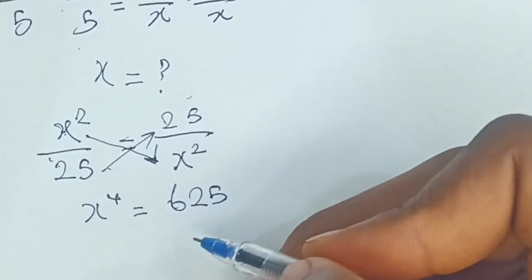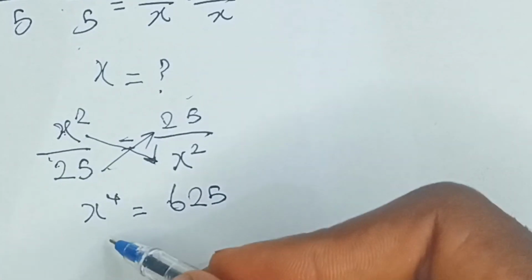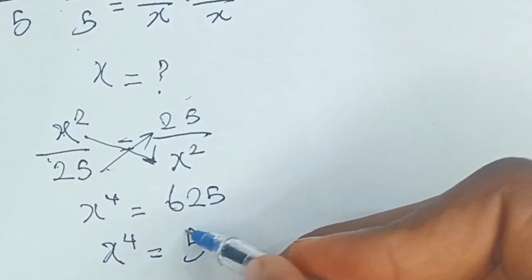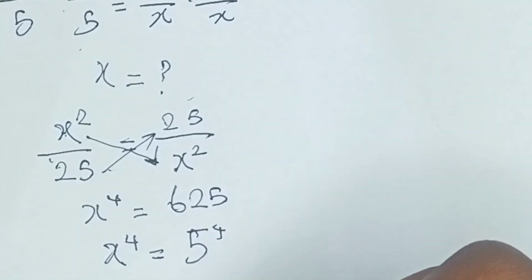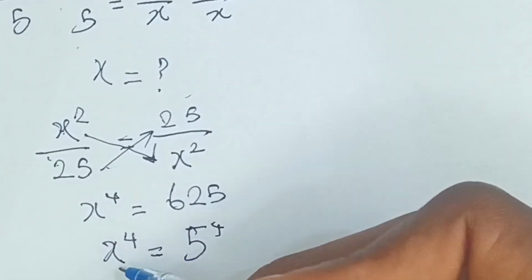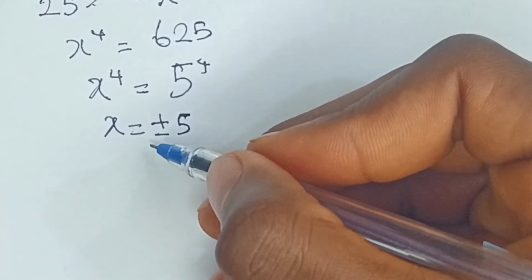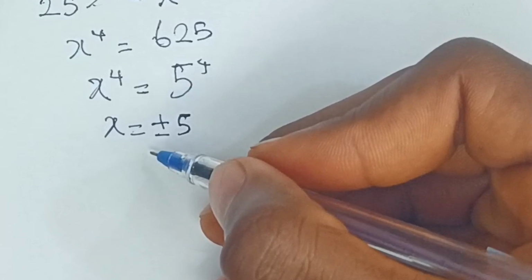Now, we can say that x raised to the power of 4 is equal to 625, which is 5 to the power of 4. It can be easy to assume that x is equal to 5, and you can get x equal to 5 as the answer. In fact, you can get x is equal to plus or minus 5. But these are just 2 out of the 4 answers of this question. Now let's get the remaining 2 answers.